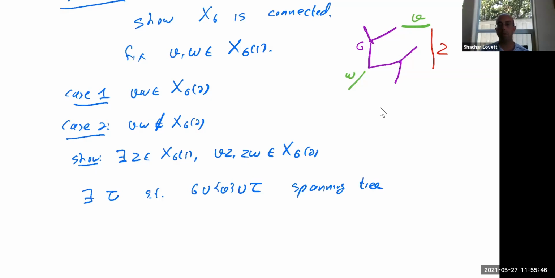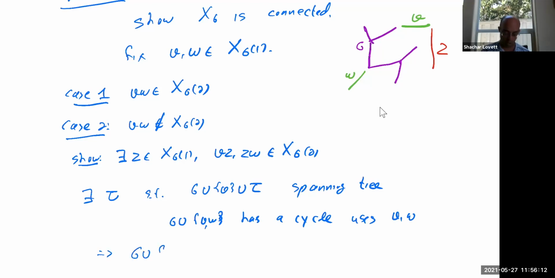And then we also know that sigma union VW is a cycle. And the cycle uses both V and W, because sigma union V individually has no cycle, and sigma union W individually has no cycles. So I claim that this implies that sigma union W union tau is also a spanning tree.